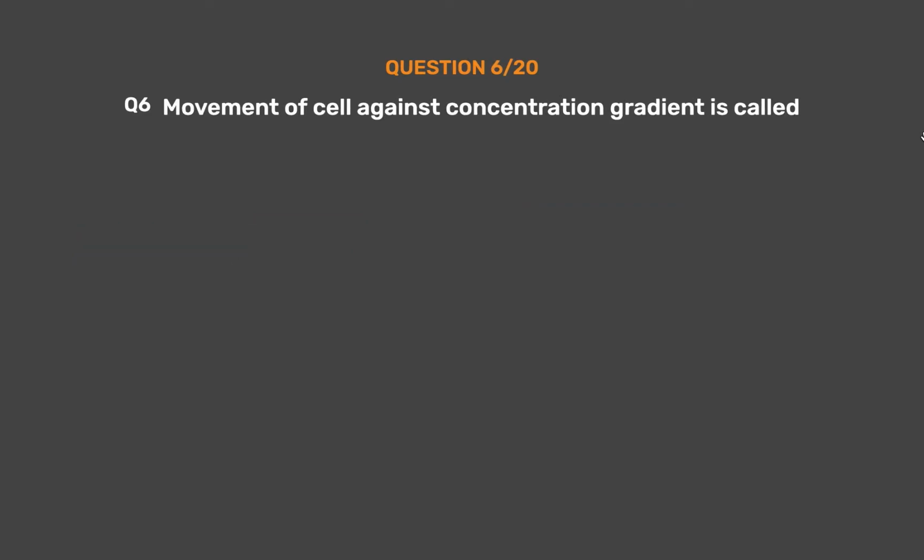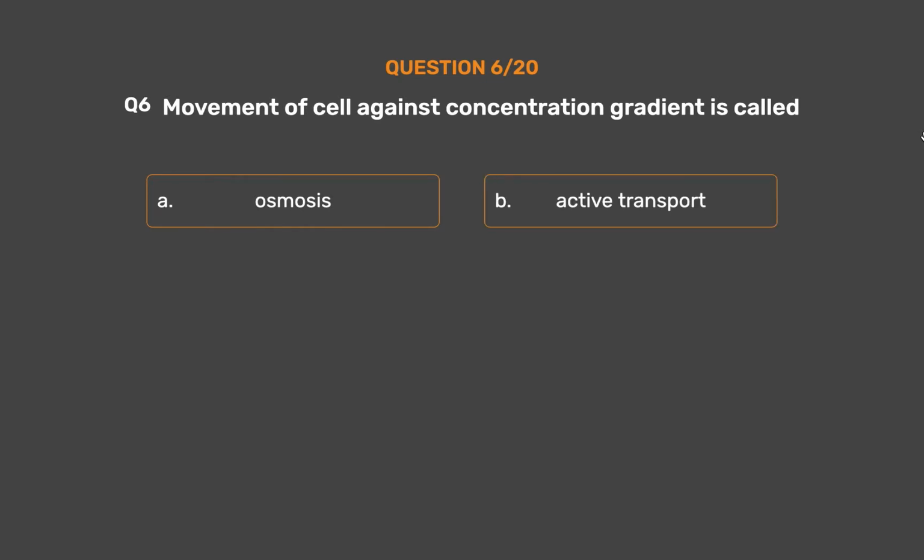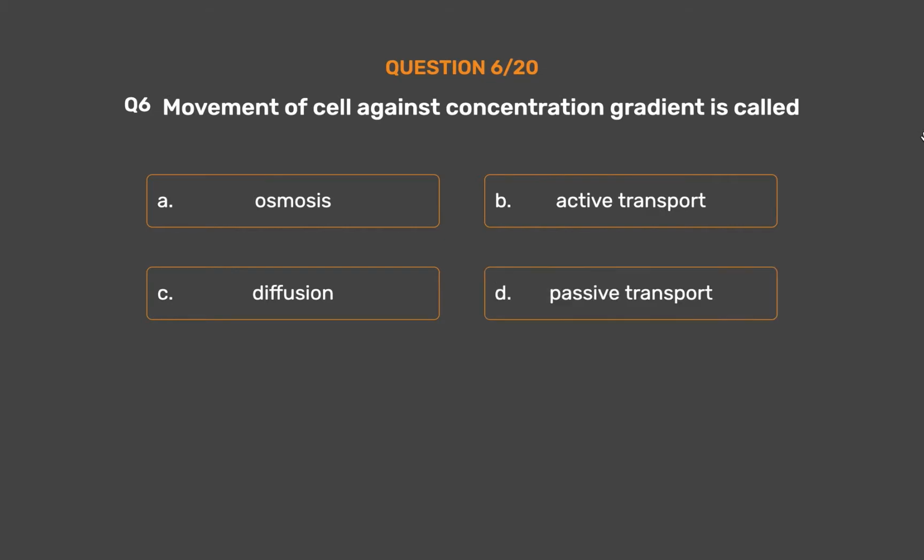Question number 6. Movement of cell against concentration gradient is called Option A. Osmosis. Option B. Active transport. Option C. Diffusion. Option D. Passive transport.